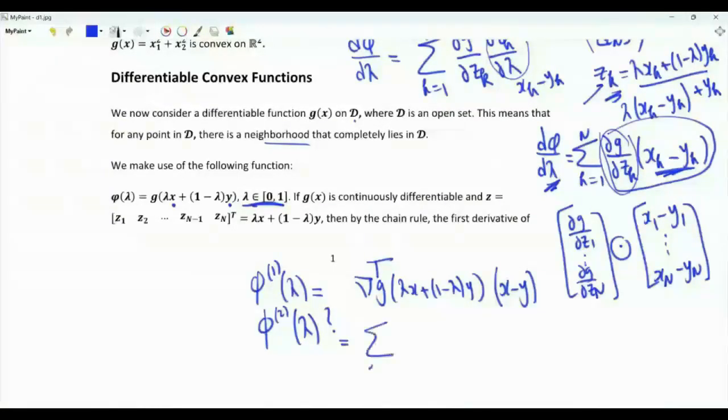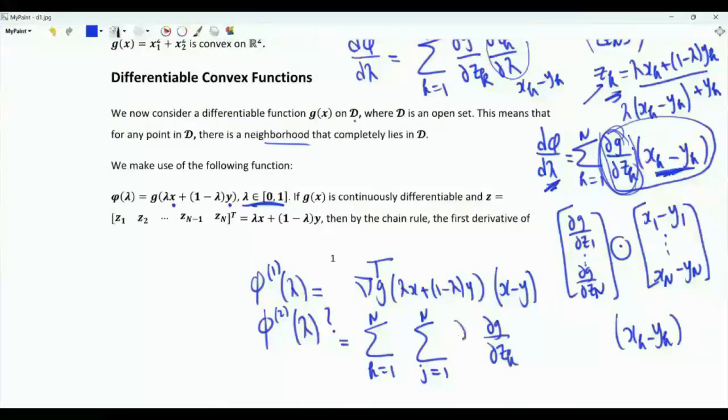So the second derivative is summation k from 1 to n. We have xk minus yk. We need to differentiate the partial derivative, which depends on n variables. Applying the chain rule again, we have another sum with n terms. We differentiate the partial derivative with respect to zj. Then we need to differentiate zj with respect to lambda, and this gives us xj minus yj.